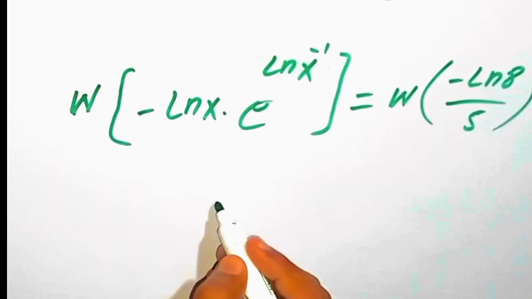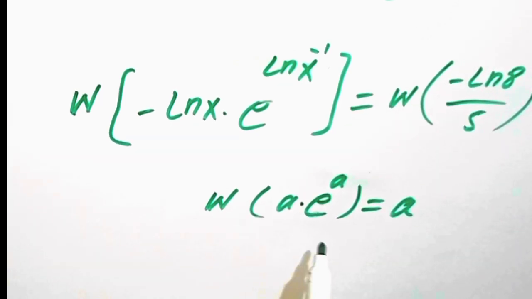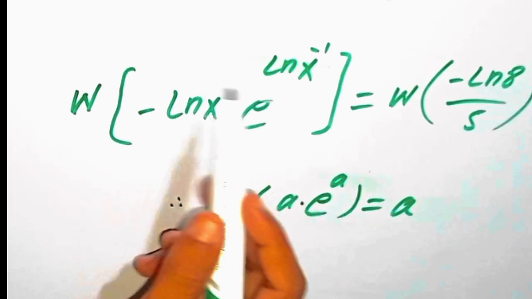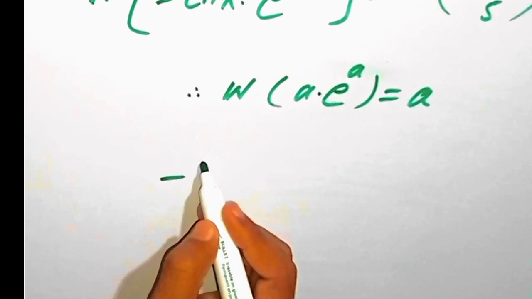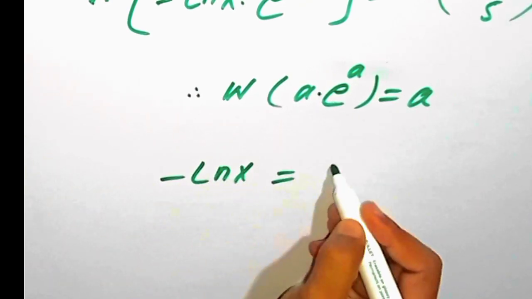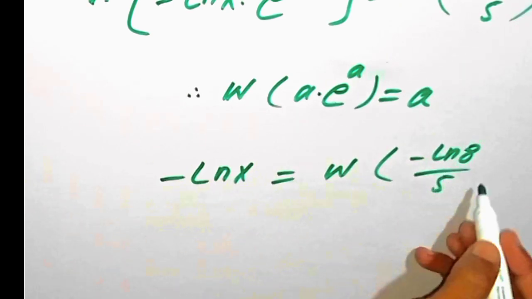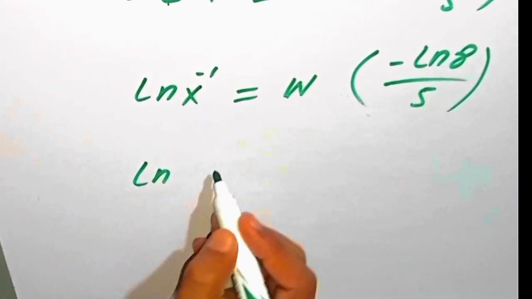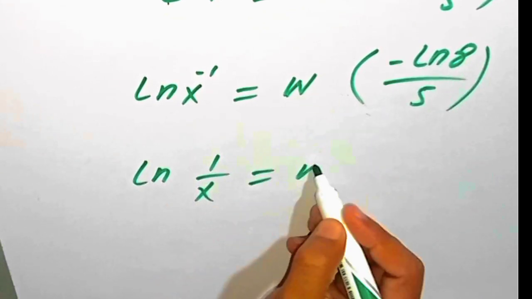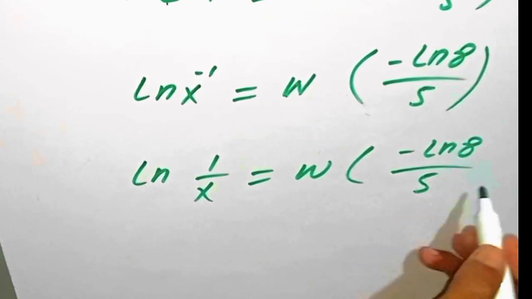Now the W function says that if we apply the W function to a constant, according to this formula of the W function, here our constant is minus ln x. So on the left side this becomes minus ln x is equal to W of minus ln 8 divided by 5, and we write x to the power minus 1 as ln 1 by x is equal to W of minus ln 8 divided by 5.